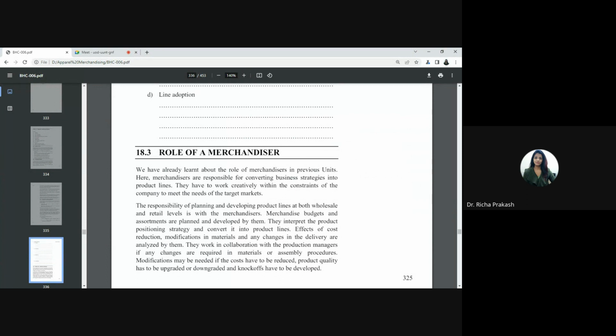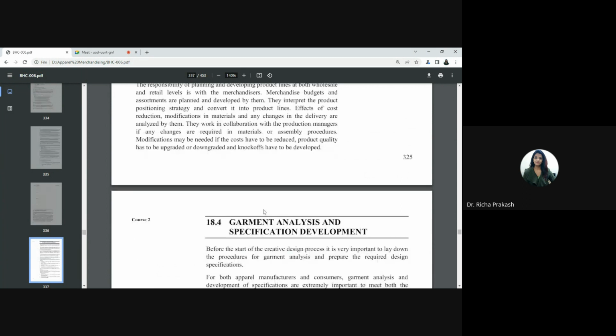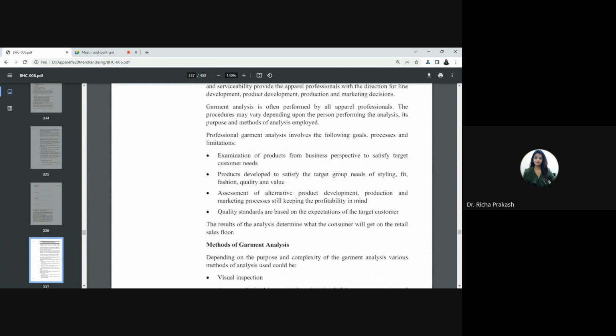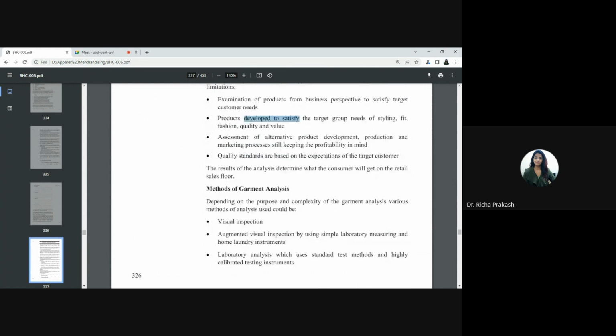it starts right from the selection of the design and everything, taking the order from the buyer, everything, and then giving the final product. But the role increases at the production stage, because the whole production flow has to be taken care of by the merchandiser. So garment analysis and specification development has to be done by the merchandiser, which includes examination of the product development done, it should satisfy the target groups, and then styling and everything is there, assessment of alternative product development, production and everything.